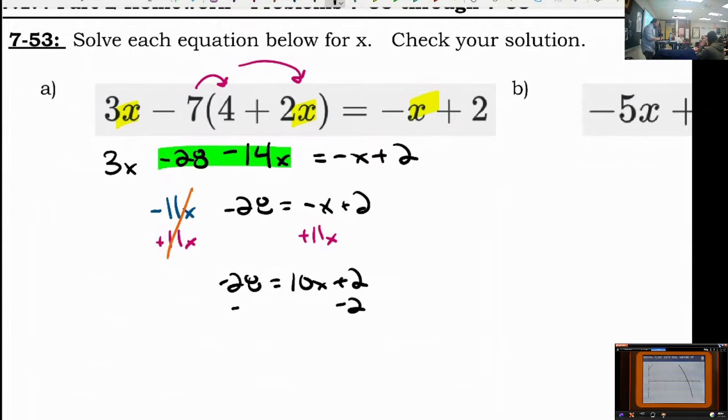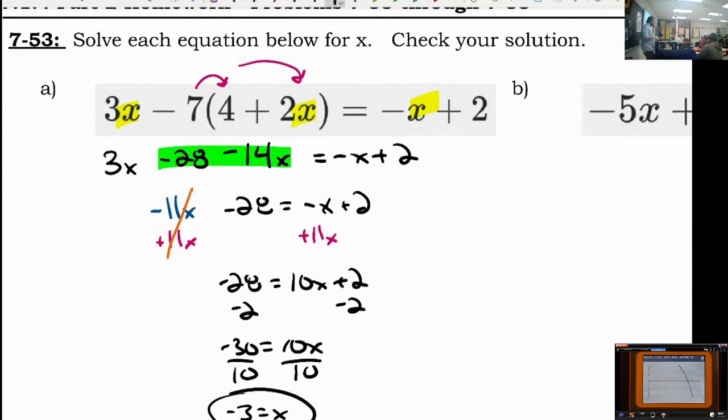Now we're going to subtract the 2 from both sides and get -30 equals 10x. And finally, we'll divide by 10 and get -3, which is suspiciously a whole number. Look at how much work I had to show to do that problem. Do not try to do this in your head. And do not be intimidated by it. It's just step by step. There's a lot of steps, but each step is simple.